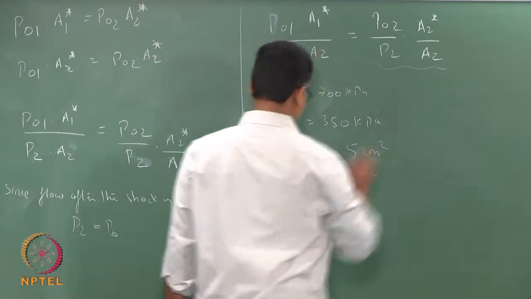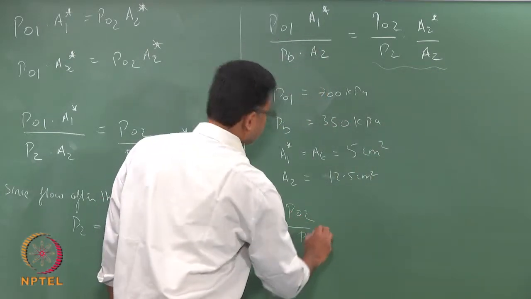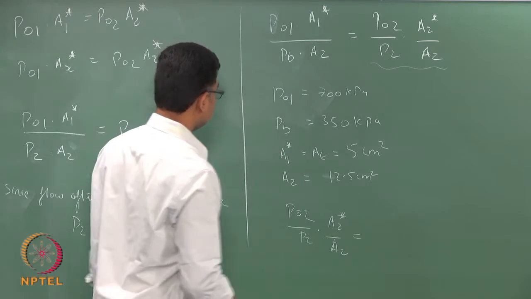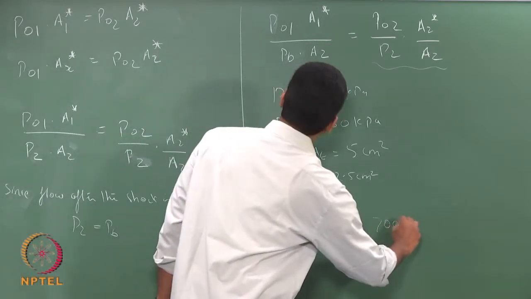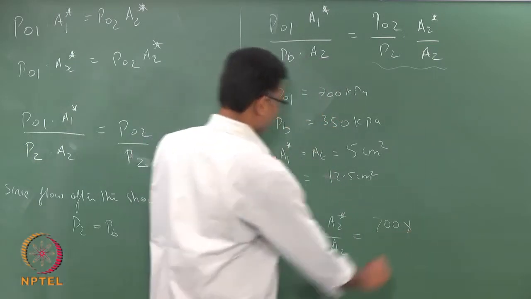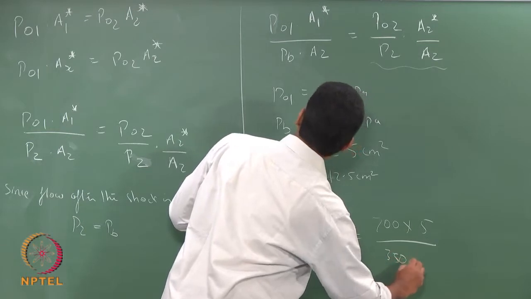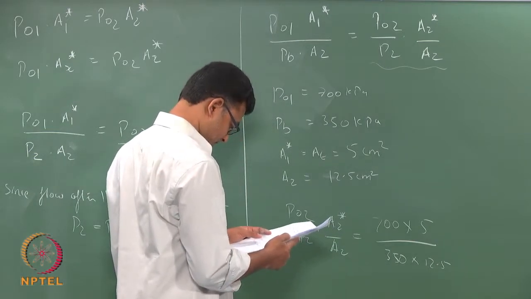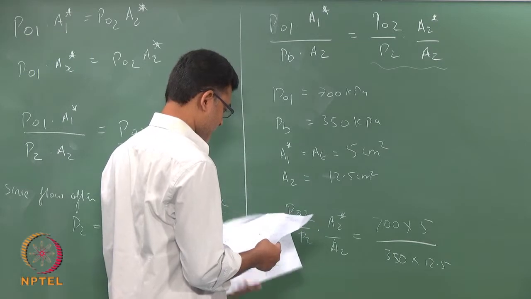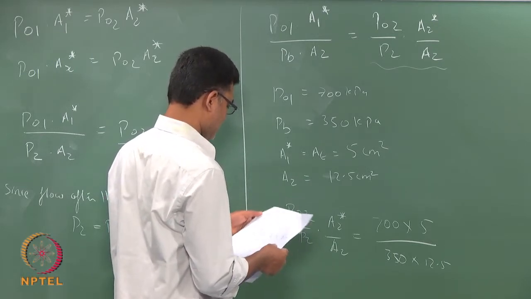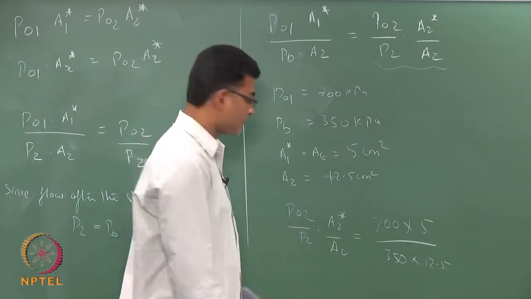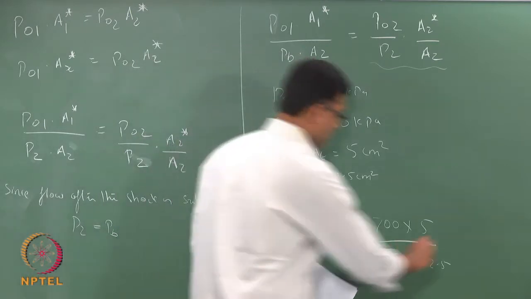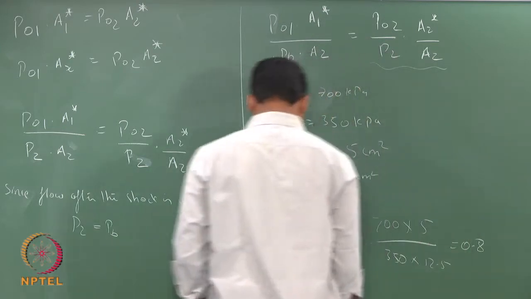So this ratio, P02 by P2 into A2 star by A2, is 700 into 5 divided by 350 into 12.5, which is 0.8.